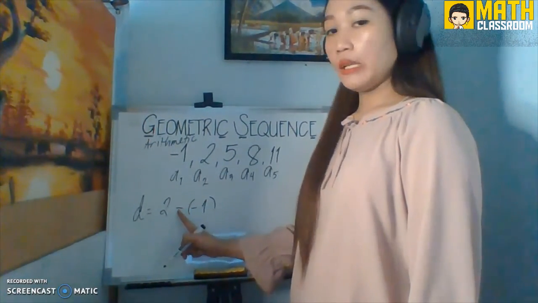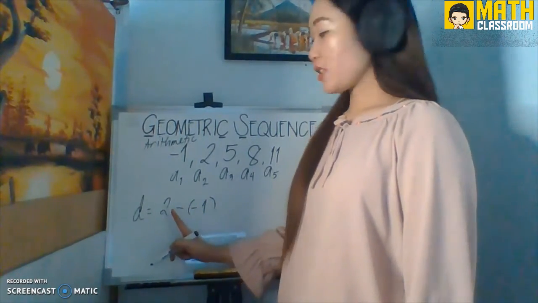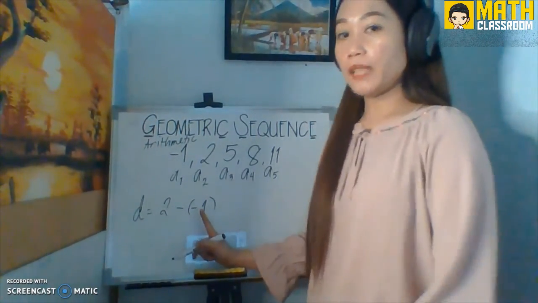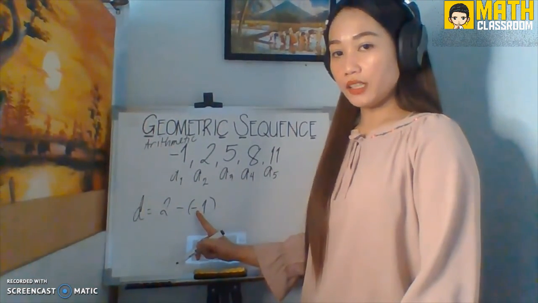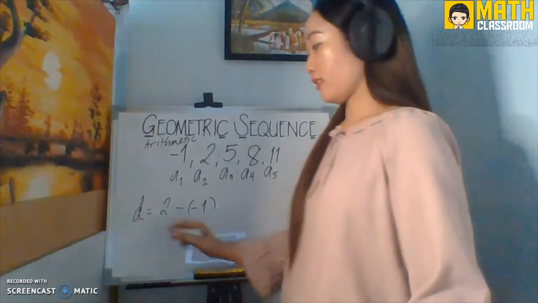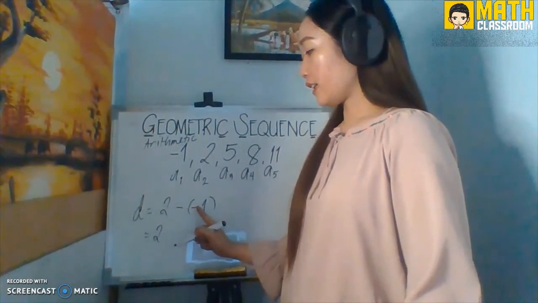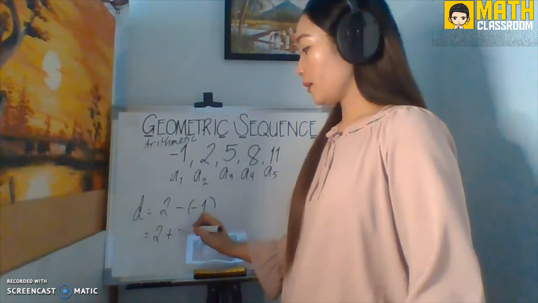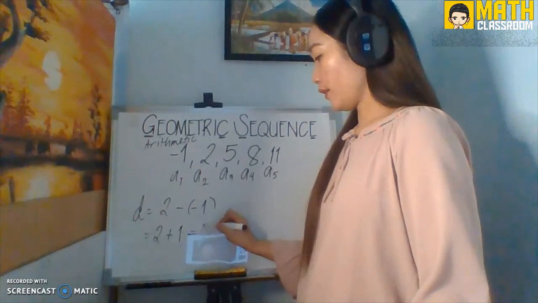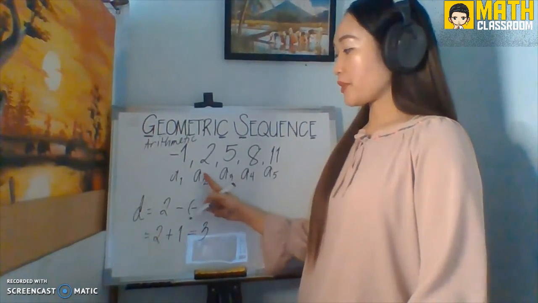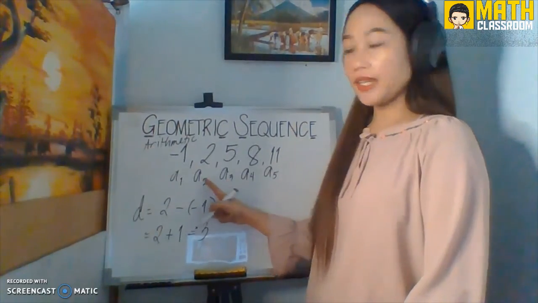And you see, we have two signs together. So if they are positioned like this, we multiply them. And a negative multiplied by a negative becomes positive. Yes. So we have 2 plus 1, since a negative and a negative is a positive. So 2 plus 1 equals 3. That is for a sub 2 minus a sub 1. Let's proceed to a sub 3 minus a sub 2.